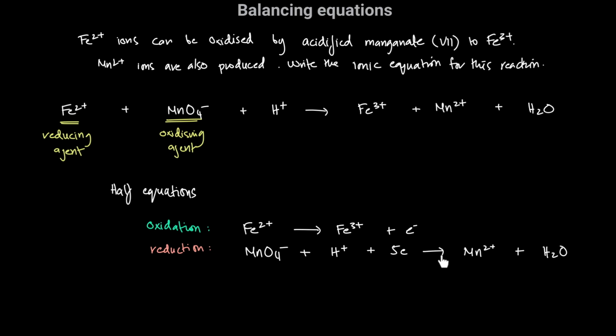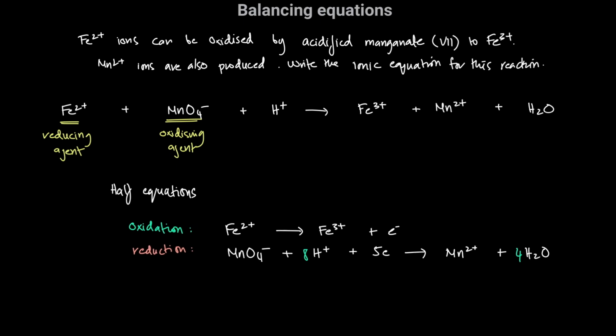Now this half equation obviously isn't balanced. On the left hand side we have 4 oxygens, so on the right hand side we also need 4 oxygens, in the form of 4 H2O. Then we have 8 hydrogens on the right, so that means we're going to have 8 hydrogens on the left. So this is the half equation for the reduction of manganate(VII).